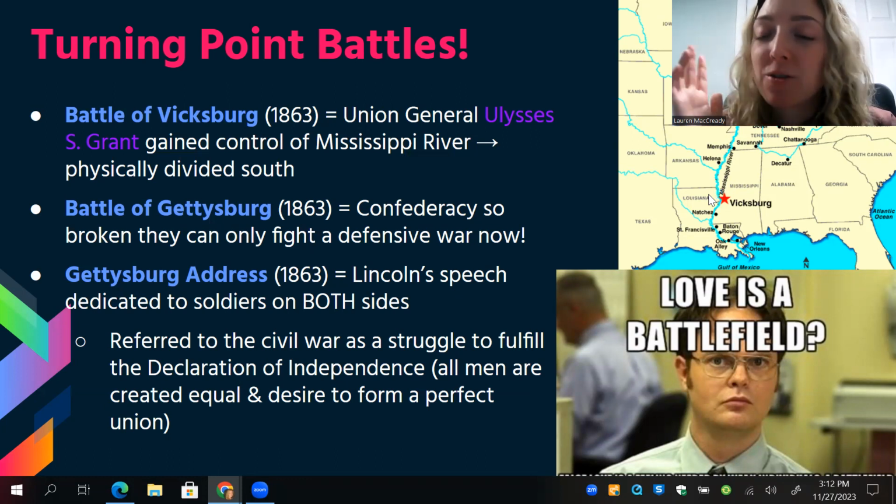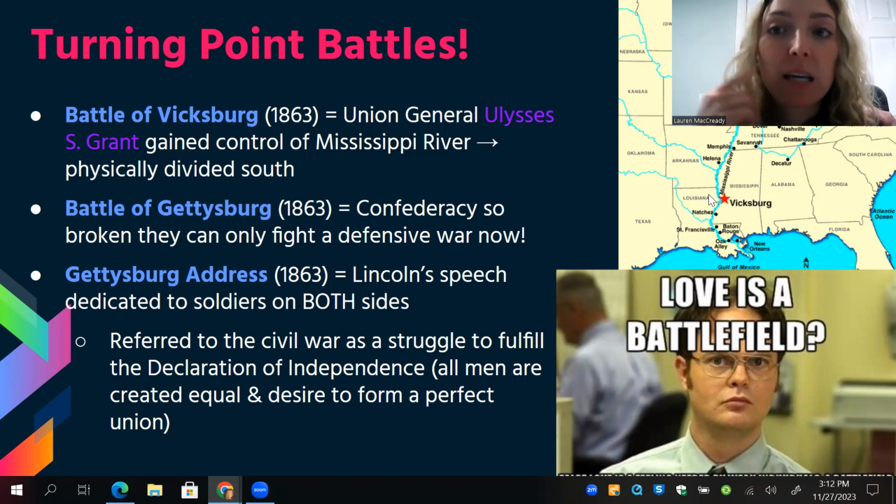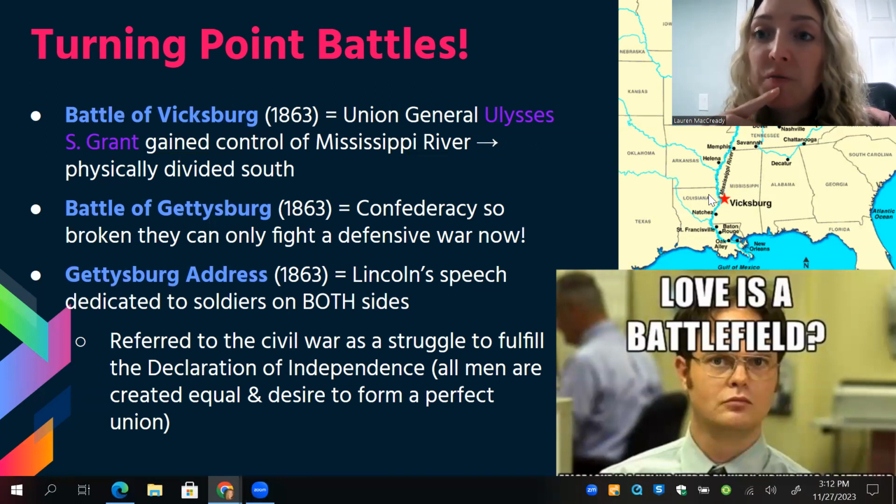Because Lincoln, again, is so strategic, he's so aware that the South is now at its final days, that they're crawling to the finish line. So Lincoln takes this moment, knowing that the South is crippled, to give the Gettysburg Address. It is a very, very short political speech, but it has a lot of impact.